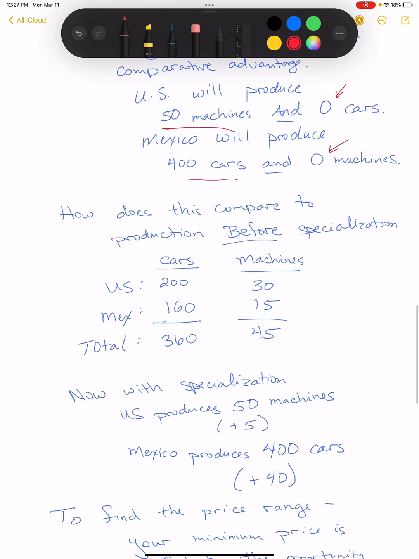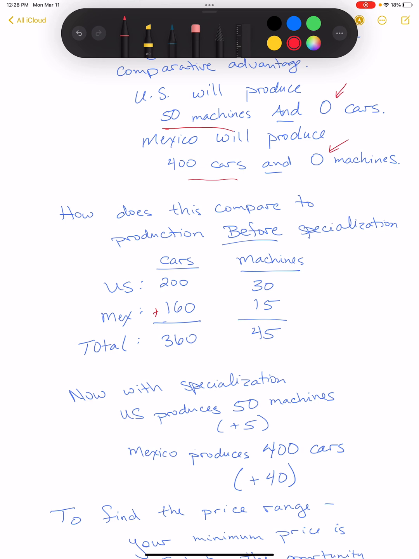How does this compare to when we didn't trade? Remember that both countries were on their PPFs. Both countries were efficient before. We had the United States at 200 cars and 30 machines. We had Mexico at 160 cars and 15 machines. Now, if I add up the number of cars that were produced, 200 in the United States, 160 in Mexico, that's going to leave me with 360 cars produced.